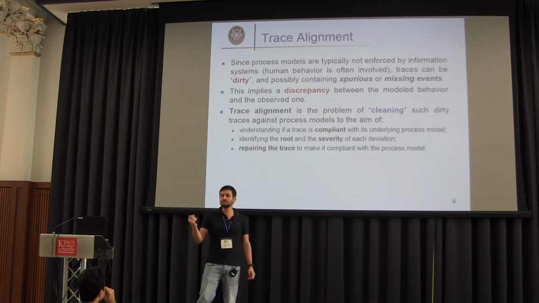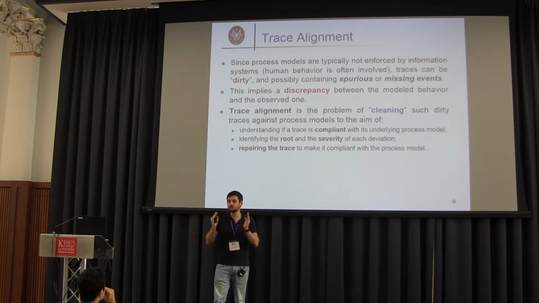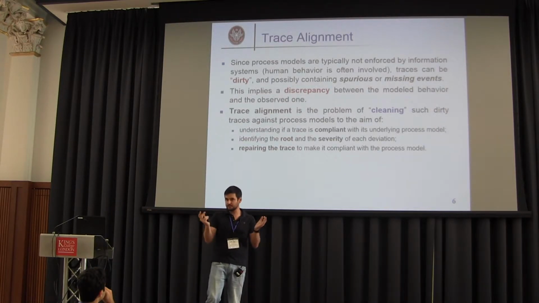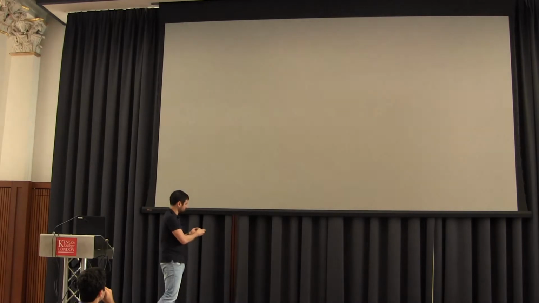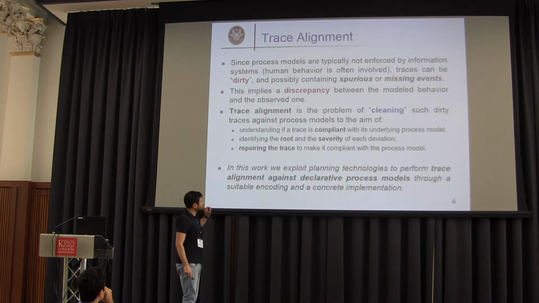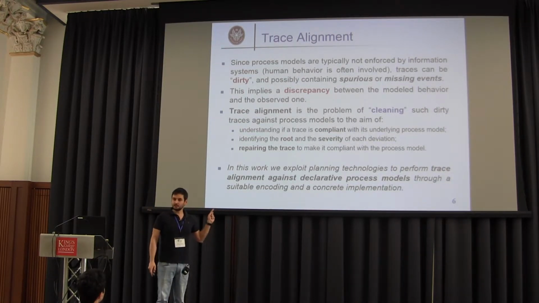To repair a trace means to take a trace, to see if it is compliant, and if it is not compliant, to add or remove activities to the trace to make it compliant with the process model. So basically this is the idea of trace alignment. In this particular work, we try to solve this problem by exploiting planning technologies.